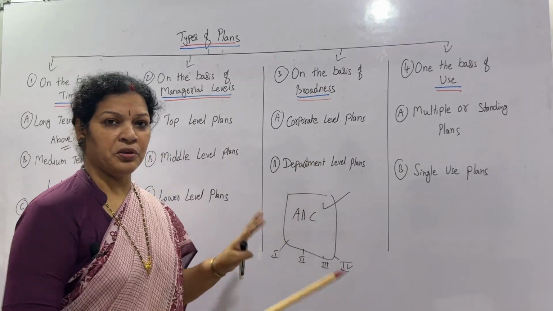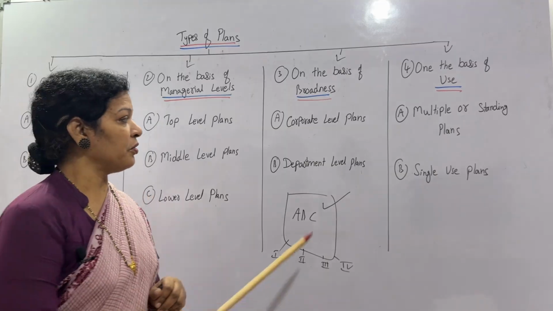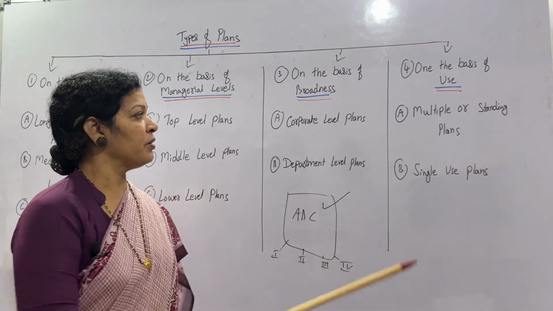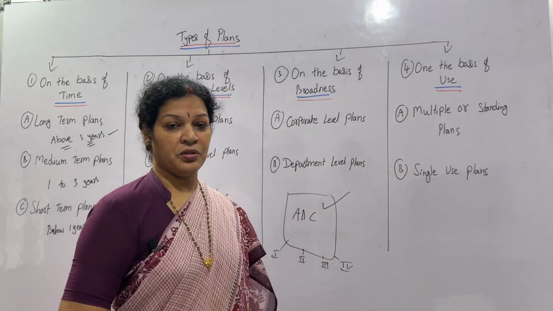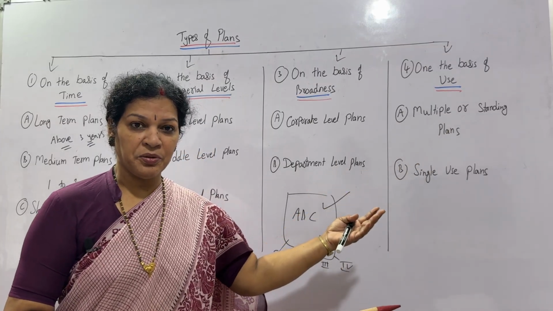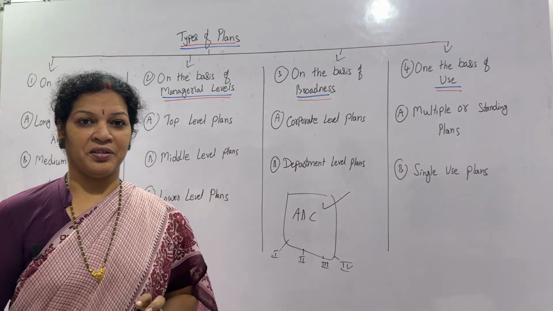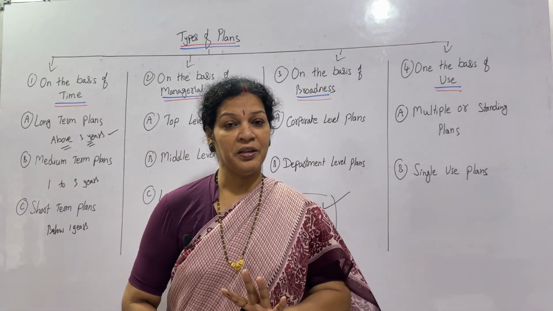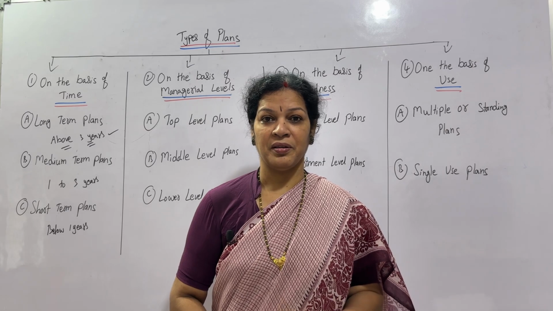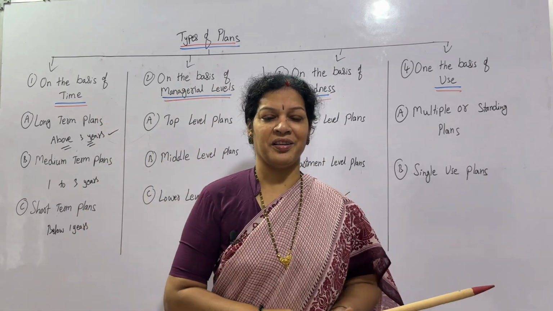Corporate level means, as I told you, implementing for the entire organization. Department means department wise. And on the basis of use, one is multiple or standing plans, meaning many times we can use it, whereas single use plans we can use only one time. Am I clear about this concept? Very easy to understand and remember. Only the headings to remember, and automatically you can recollect these side headings.